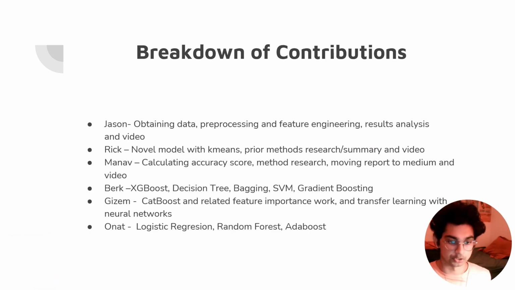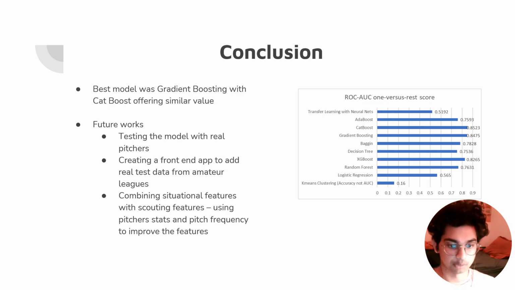To break down the contributions of who did what, Jason was in charge of obtaining data, pre-processing, feature engineering, results analysis, and part of the video. Rick was in charge of the k-means model, prior methods research and summary, and part of the video. Manav calculated accuracy score, did method research, and moved the report to Medium. Berk was in charge of XGBoost, decision tree, bagging, and gradient boosting. Gizem did CatBoost, some part of feature engineering, and transfer learning with neural networks, while Onat did logistic regression, random forest, and AdaBoost.